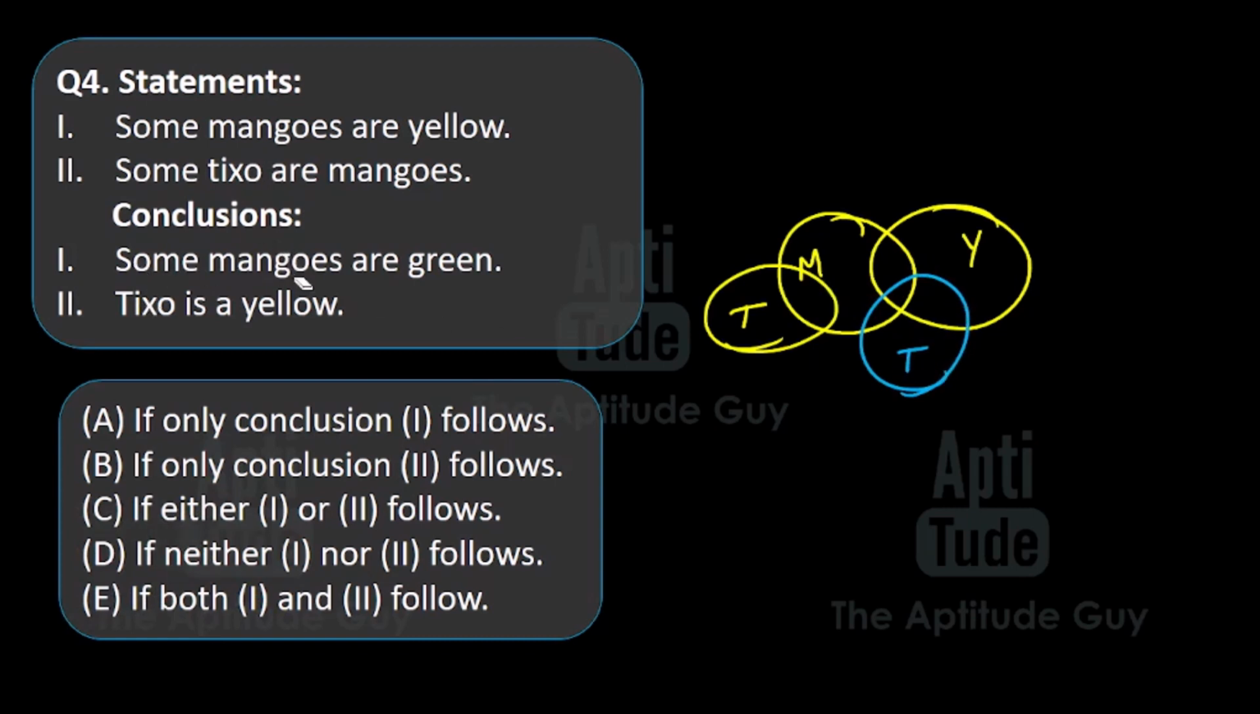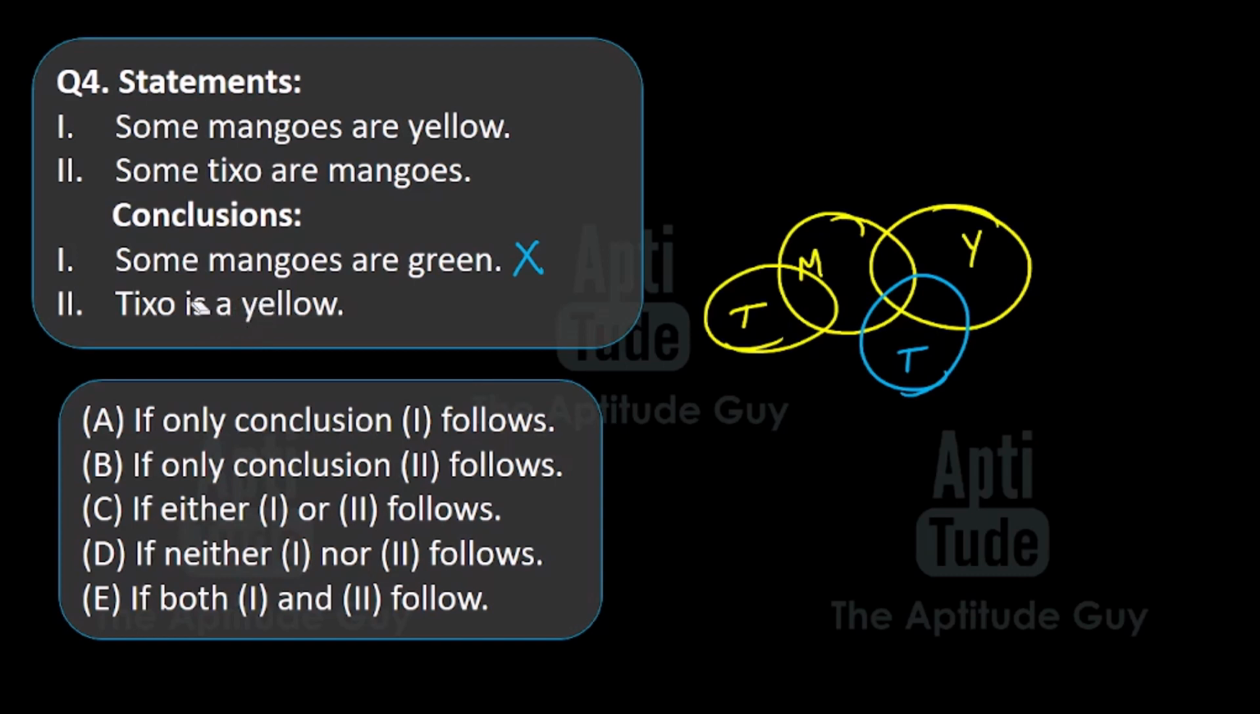Conclusions. Some mangoes are green. They have not mentioned anything about anything being green. So obviously this is false. And please make sure you understand, in syllogisms, your general knowledge can go out of the window. Because the only things that you are 100% sure about is whatever is written in the statements. If a statement says that the sun rises in the west, then the sun rises in the west. That's it. No debate over there.